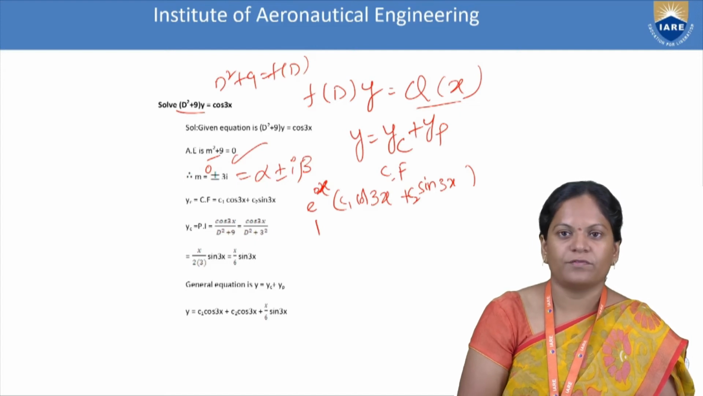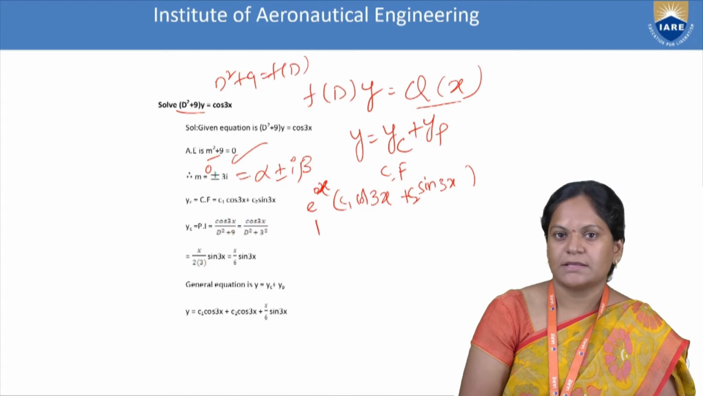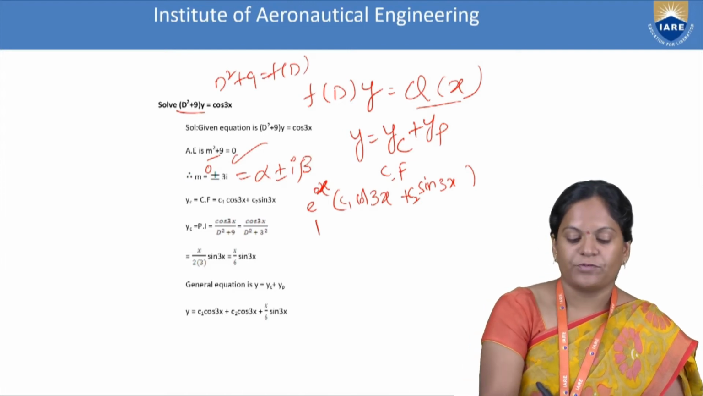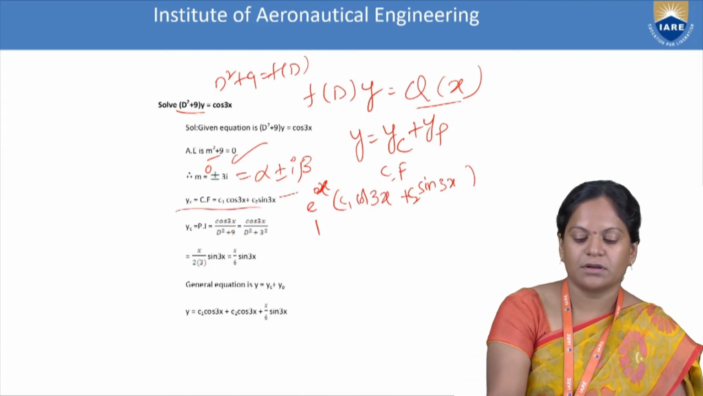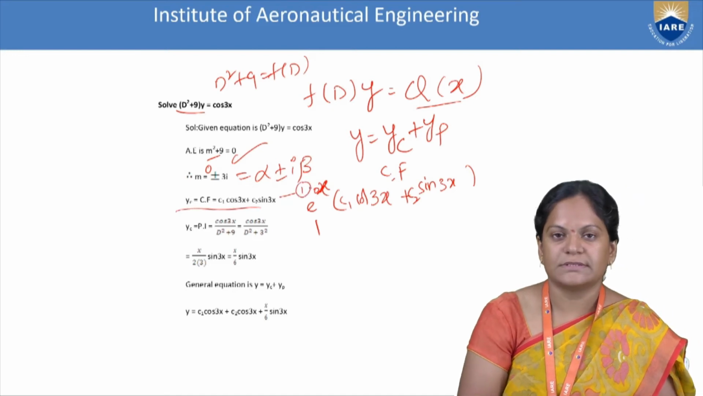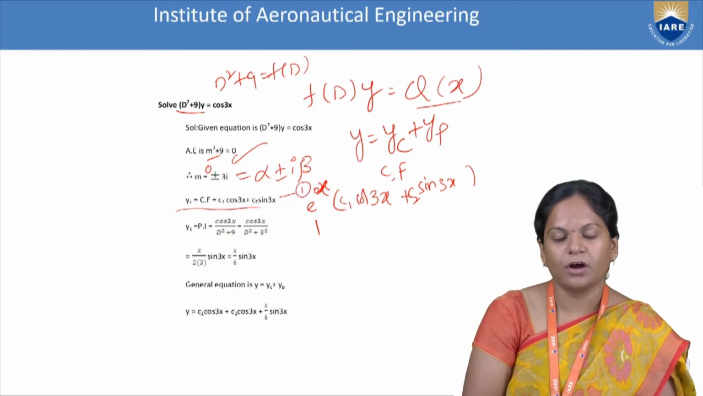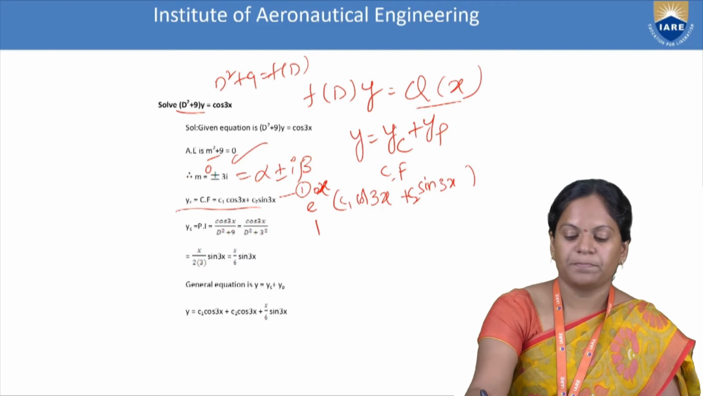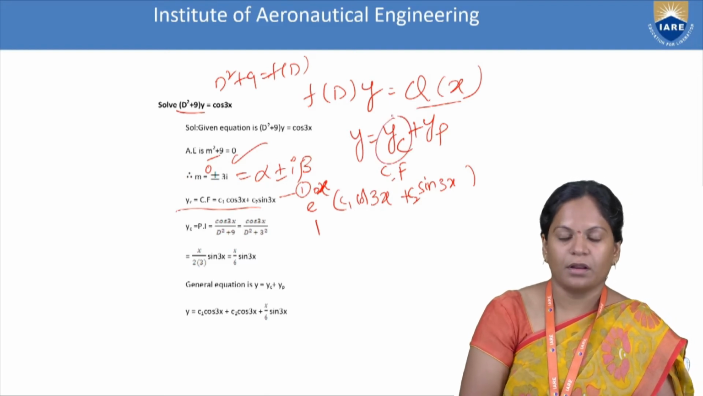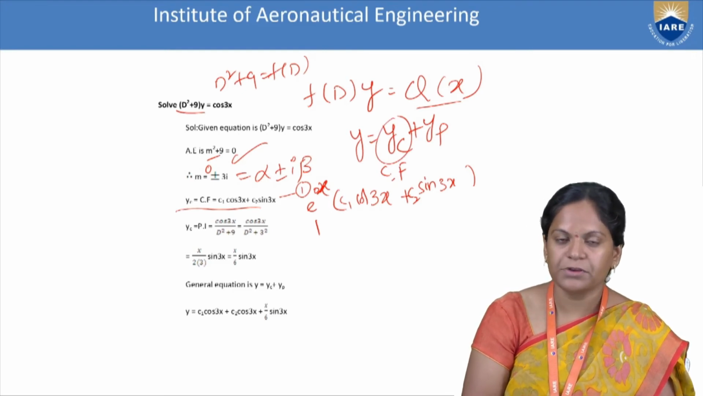E power alpha is 0 here. That's why we have c1 cos 3x plus c2 sin 3x, which is nothing but the complementary function. We denote this as yc, the complementary function, which is the first solution. Now next we have to find yp.